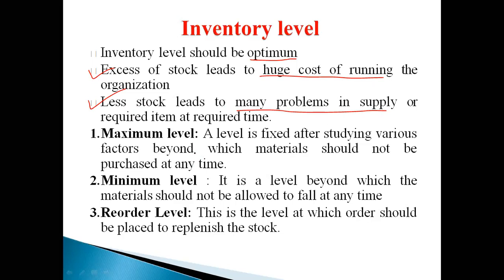There are three types of level in the inventory control. Maximum level: a level fixed after studying various factors, beyond which material should not be purchased at any times. Minimum level: it is a level beyond which the material should not be allowed to fall at any times. Means the maximum level, ह्याच्या वर जाता कामा नये. Minimum level, particular stock त्या minimum level पर्यंत आल्यानंतर you have to fill the gap up to the maximum. उसके नीचे नहीं आना था. That is the buffer stock.